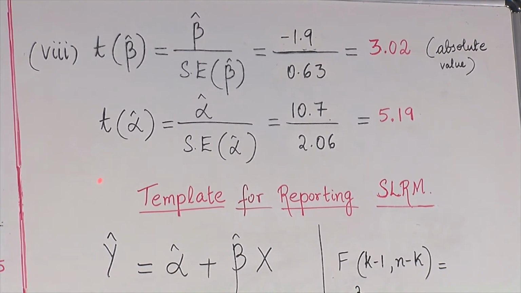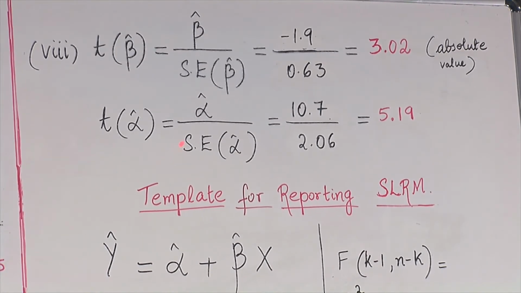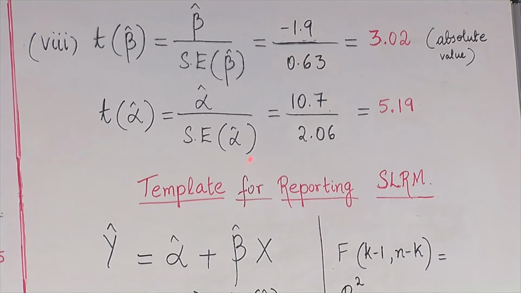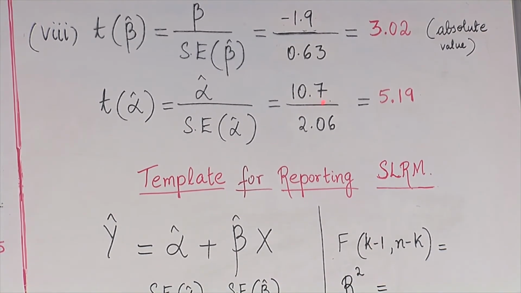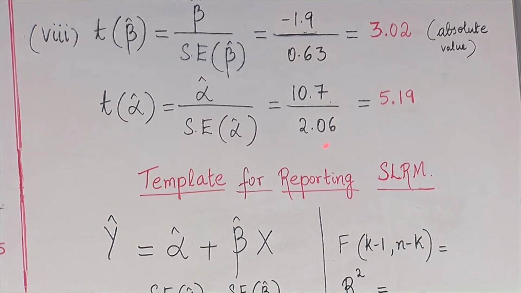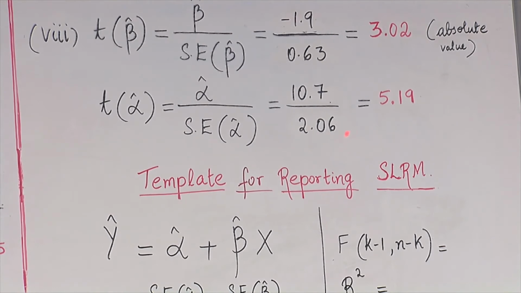The T statistics for alpha hat is computed as alpha hat by standard error of alpha hat. Alpha hat is 10.7 and standard error of alpha hat is 2.06. When we divide 10.7 by 2.06, we get the answer 5.19. So, the T statistics for alpha hat is 5.19.